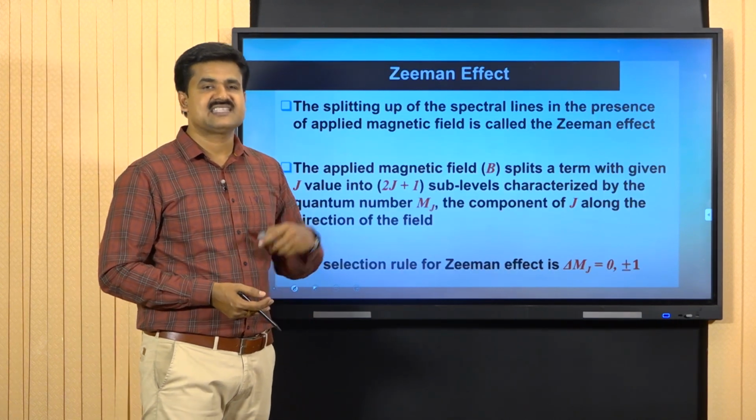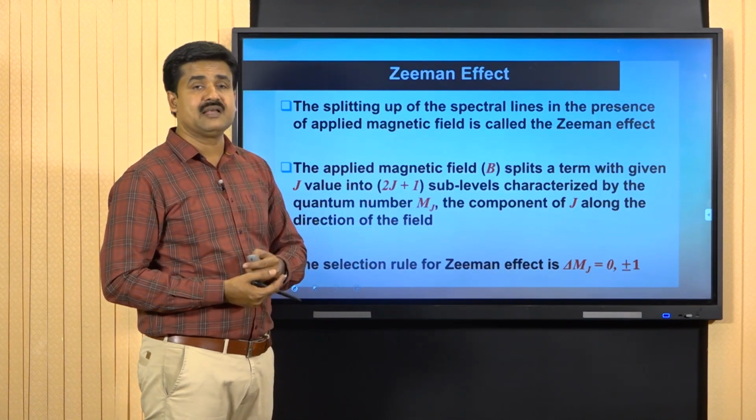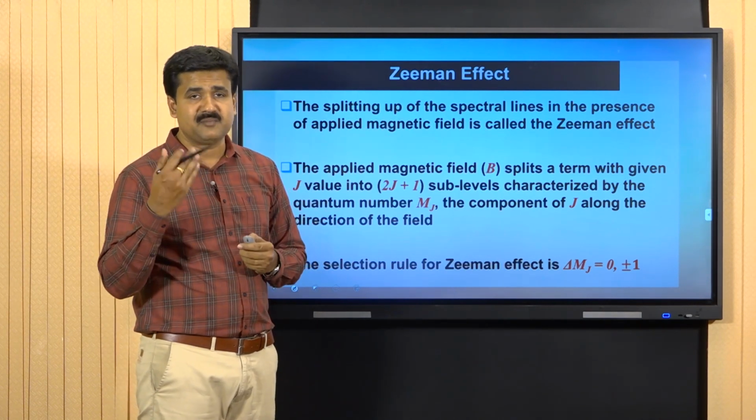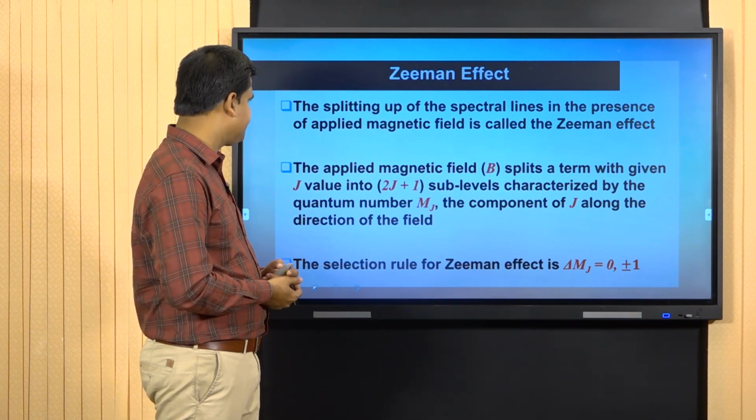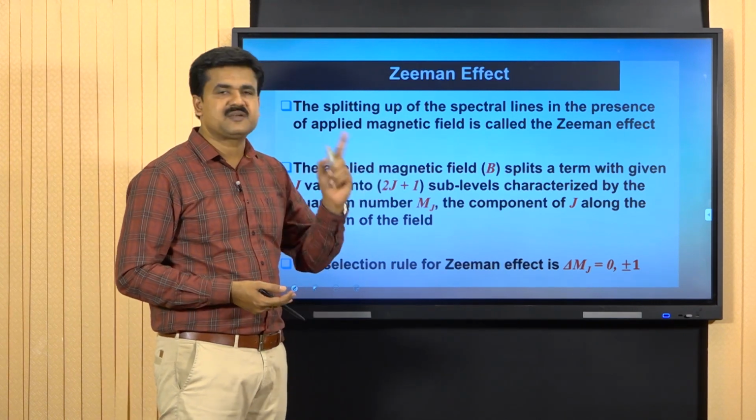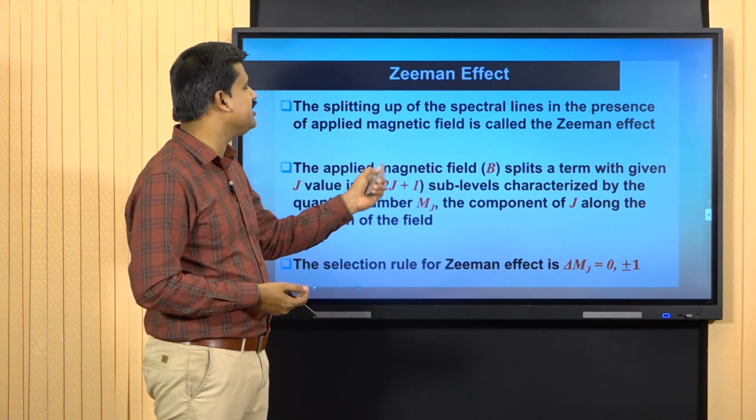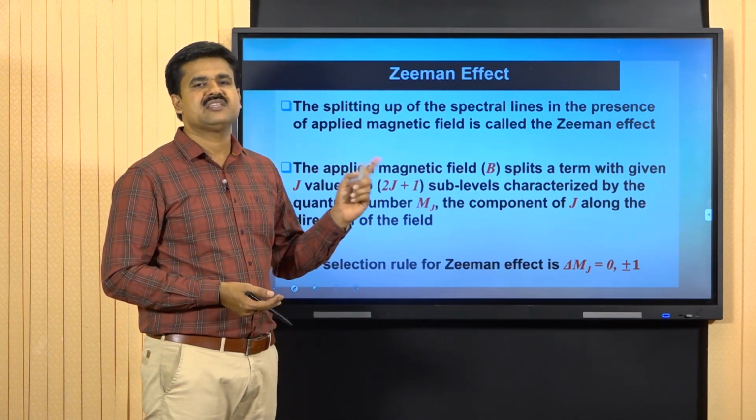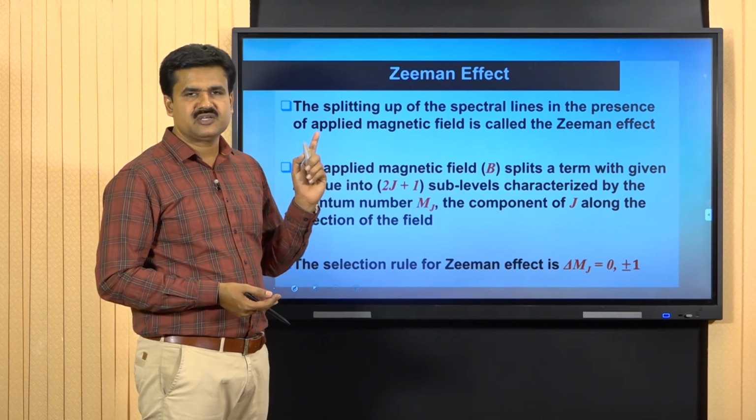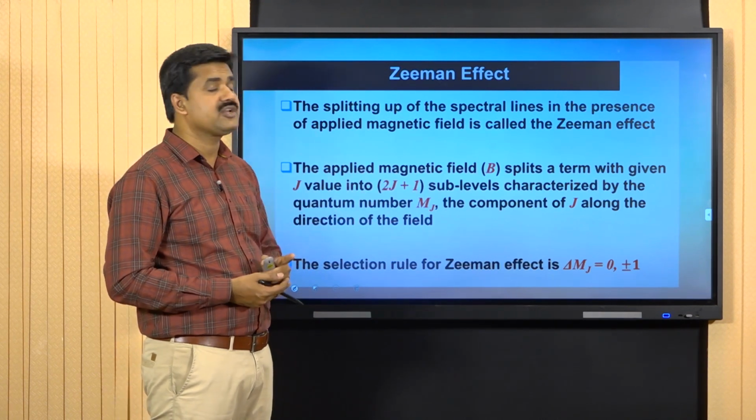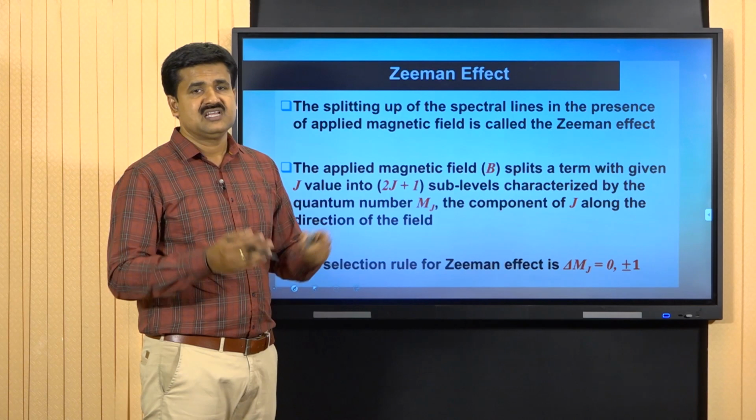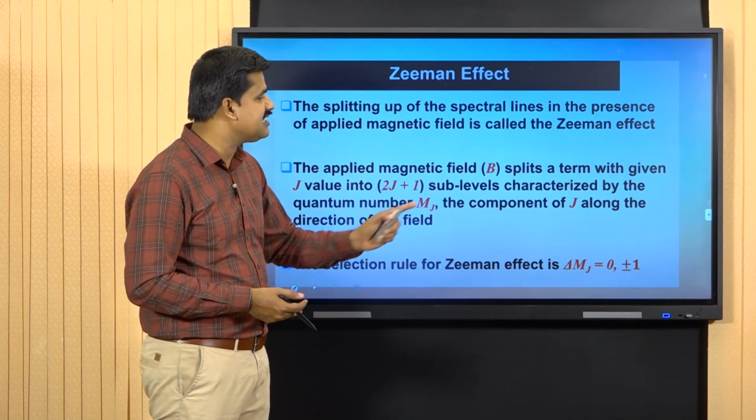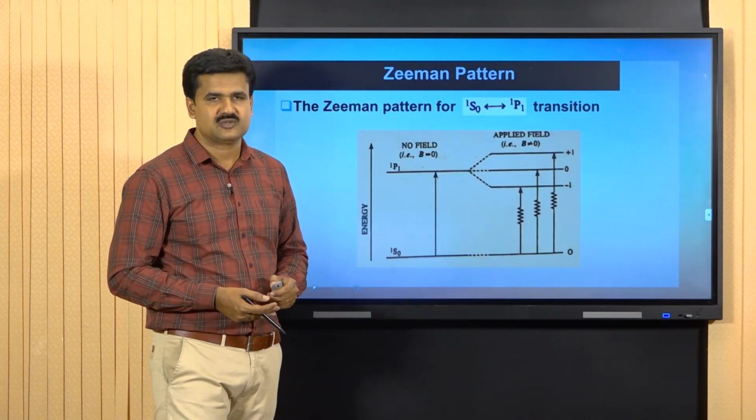And we are now discussing the Zeeman effect. We already learned about the Zeeman effect. The splitting of the spectral lines in the presence of an applied magnetic field is called the Zeeman effect. The applied magnetic field B splits the term with the given J value into 2J plus 1 sublevels characterized by the quantum number Mj, where Mj represents the component of J along the Z direction. The selection rule for the Zeeman transition is delta Mj equal to 0, plus or minus 1.